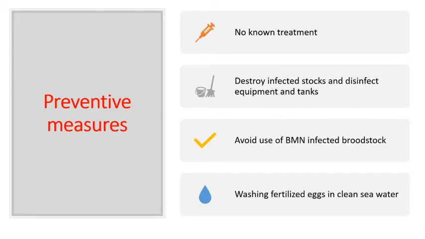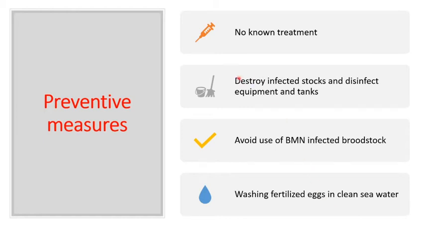Preventive measures or methods of control. No known treatment is available right now for this disease. We have to destroy the infected stocks and disinfect equipment and tanks which are used in ponds affected with this virus. We can avoid the use of baculovirus midgut necrosis infected broodstock completely. A prophylactic effect can be achieved by washing fertilized eggs in clean seawater.